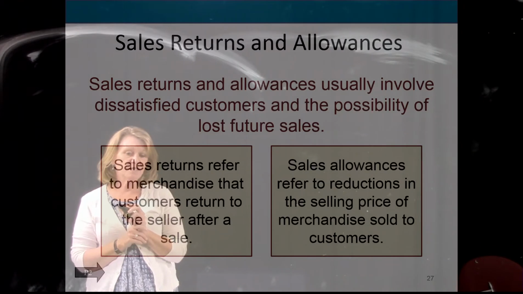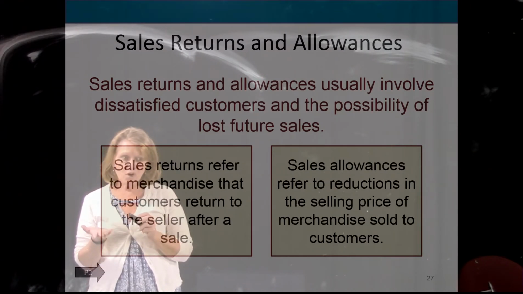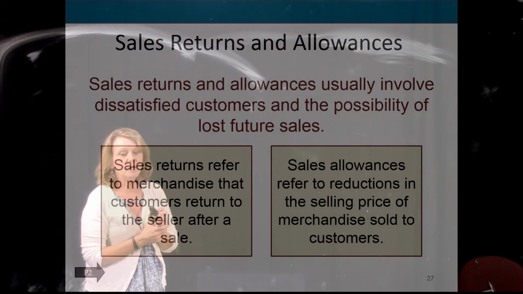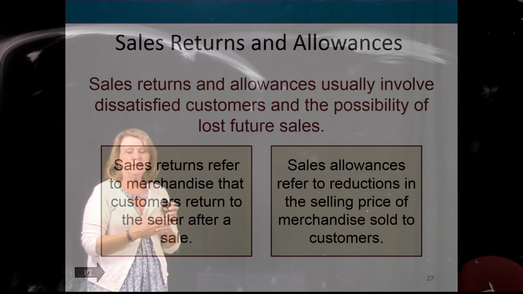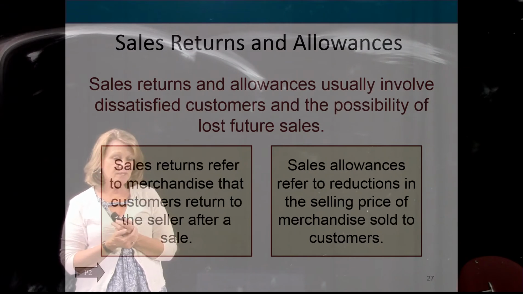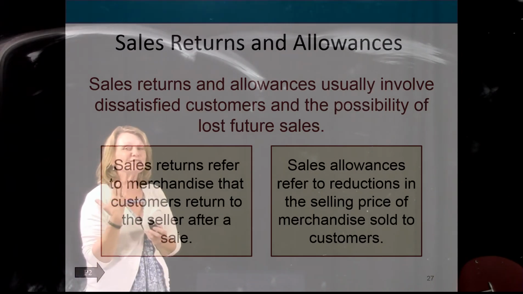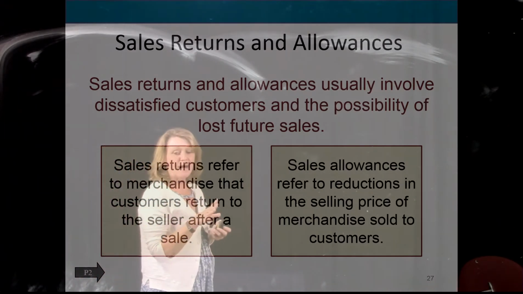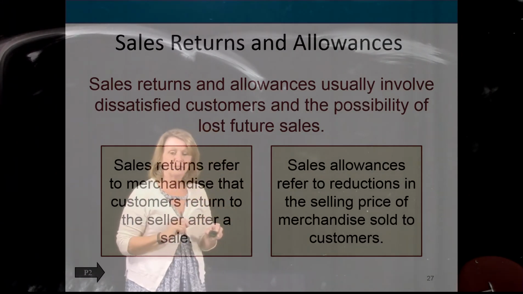So sales returns and allowances usually involve a dissatisfied customer. Sometimes sales returns refer to merchandise that customers return after a sale. Sometimes it refers to that discount we're going to give them so they'll keep the merchandise.